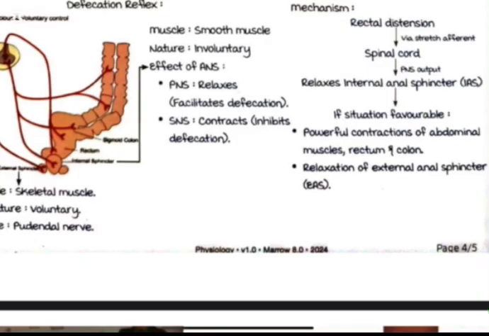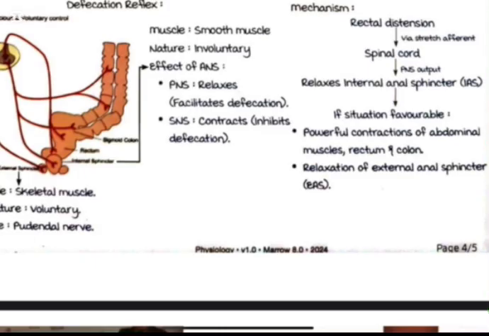Muscle: smooth muscle, involuntary in nature. Effect: the autonomic nervous system, the parasympathetic nervous system relaxes it and facilitates defecation. The sympathetic nervous system contracts it and inhibits defecation.